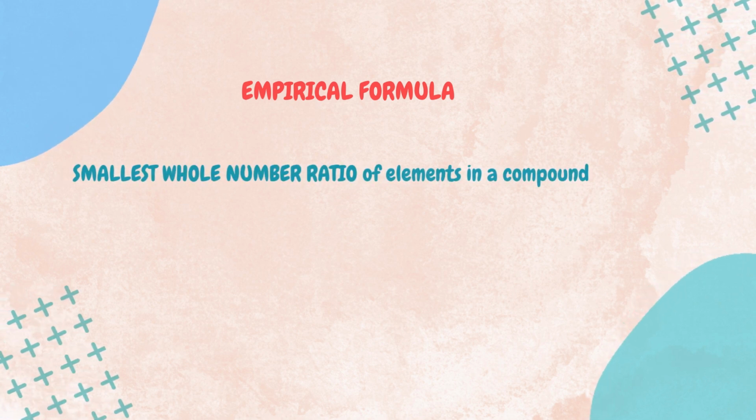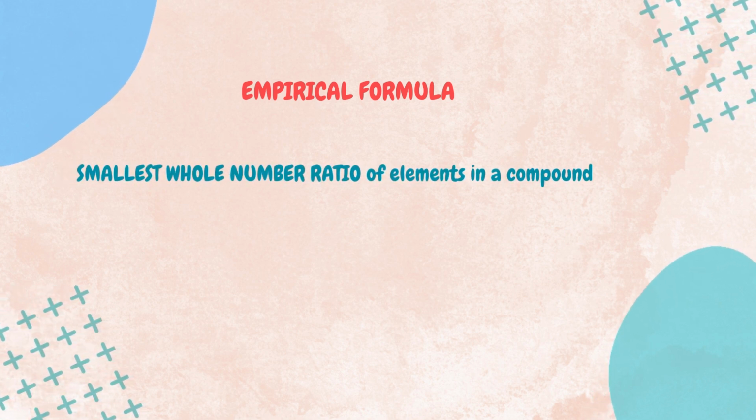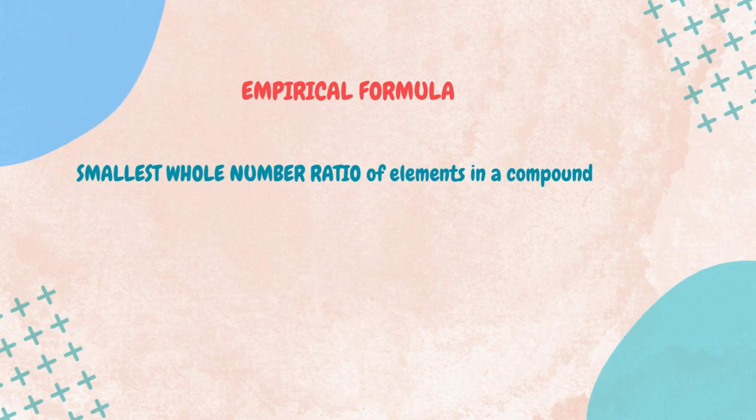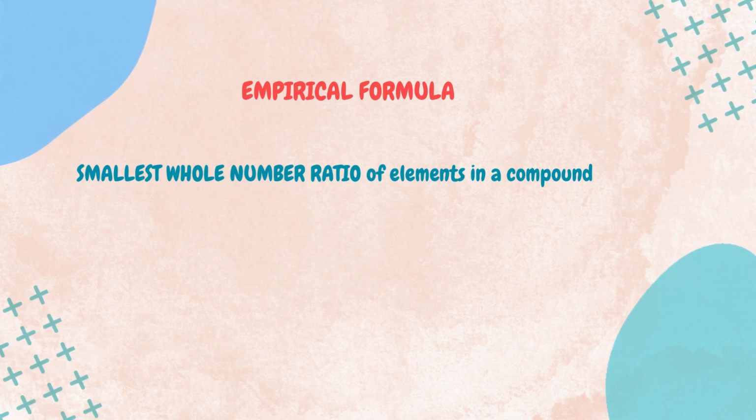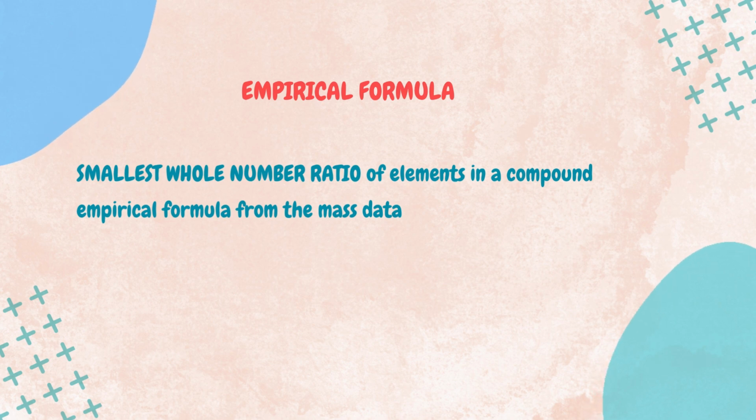An empirical formula is a chemical formula that gives the smallest whole number ratio of elements in a compound. The empirical formula can be calculated from the mass data or from the percentage composition. But today, we're zooming in on the mass method.